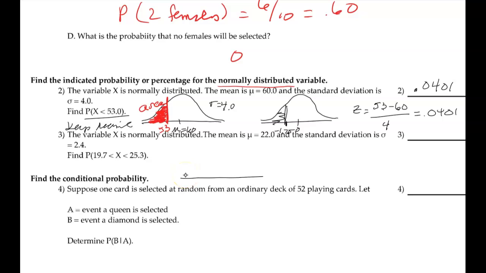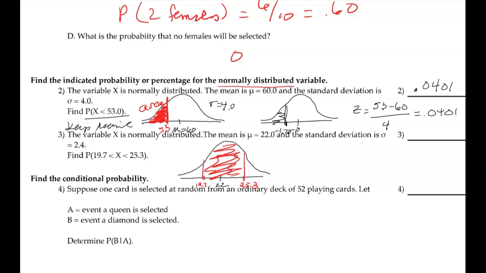Okay. Now for this next one. Now I want the probability when my mean is 22. Remember, I'm drawing it unstandardized first. I want to be between 19.7, it's over here somewhere, and 25.3. I want this area in the middle.